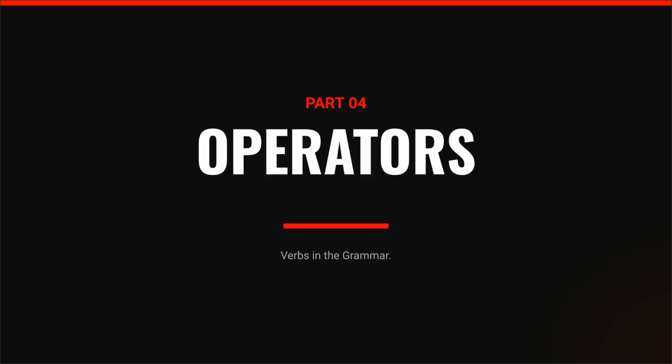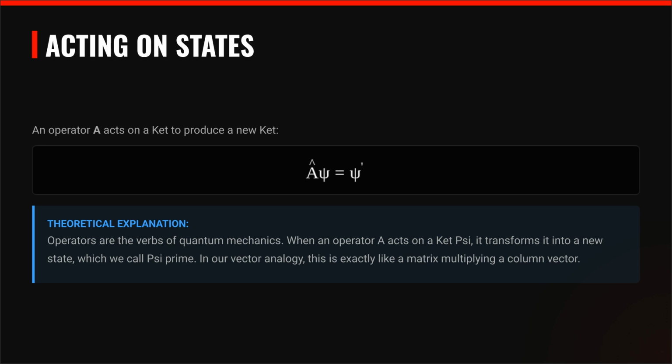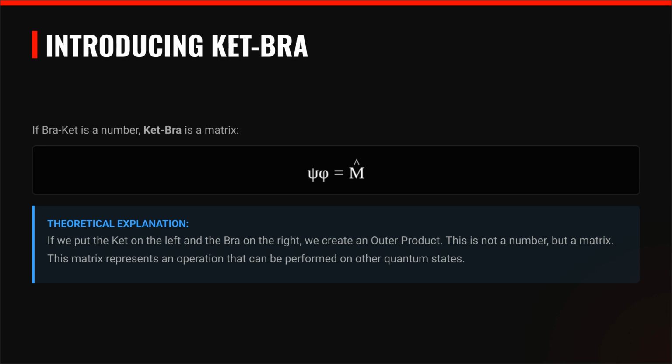Part 04 covers operators, which are the verbs in the grammar of quantum mechanics. An operator A acts on a ket psi to produce a new ket psi prime. This is analogous to a matrix multiplying a column vector, transforming the quantum state. While a braket is a number, a ket bra is a matrix. This is called an outer product. This matrix represents an operation that can be performed on other quantum states.